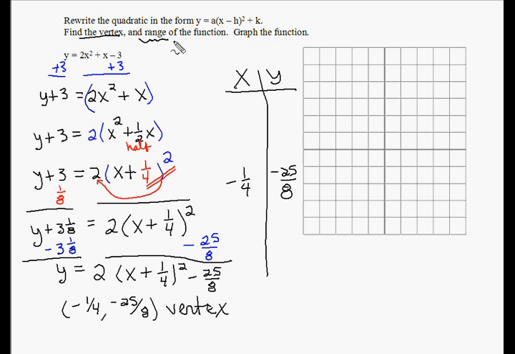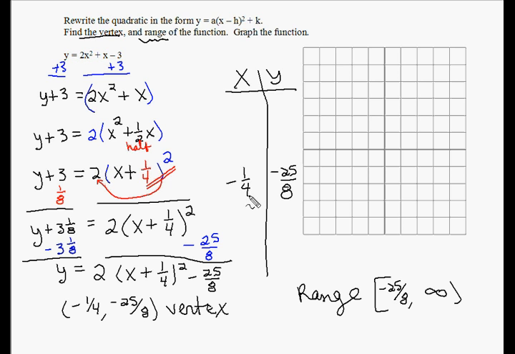And they also want the range. And the leading coefficient helps us to determine the range. The range for this graph, since the leading coefficient is positive, will go up to infinity. And it starts at the number all by itself on the outside. It starts at negative 25/8.